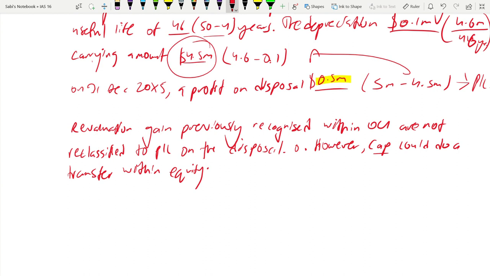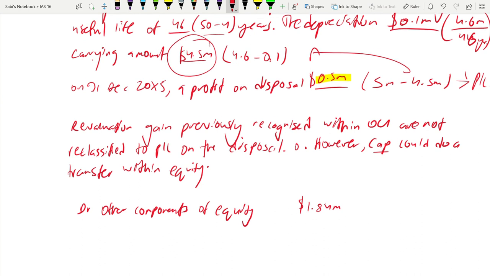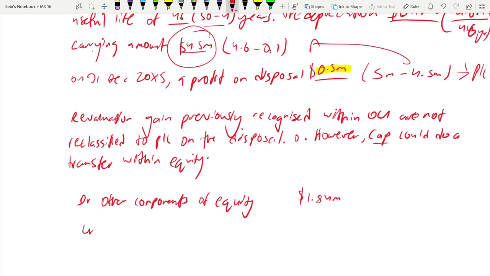So already you recognize that gain in OCI. You have to debit it from there. It was credited earlier, now debit it because you have to remove it out. So debit other components of equity, because from equity you are taking it out and putting it under retained earnings. So debit. How much? Previously recorded gain, 1.84 million. And credit where? Retained earnings.